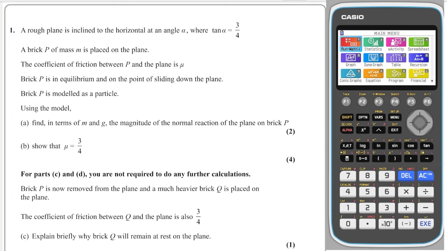Question number 1. We have a rough horizontal plane, which means there will be friction. It's inclined at an angle, and you're given the angle. A brick P of mass m is placed on the plane. The coefficient of friction is mu. P is in equilibrium on the point of sliding down the plane, which means friction will be at its maximum. Find, in terms of m and g, the magnitude of the normal reaction to the plane.